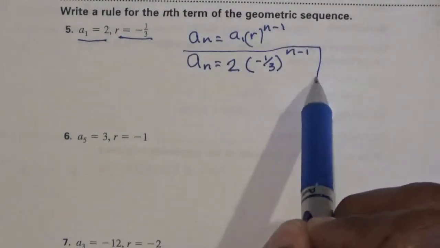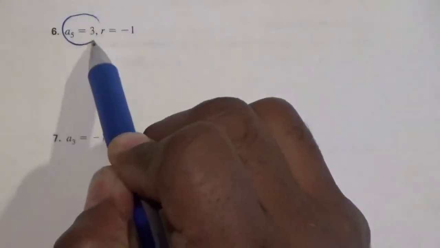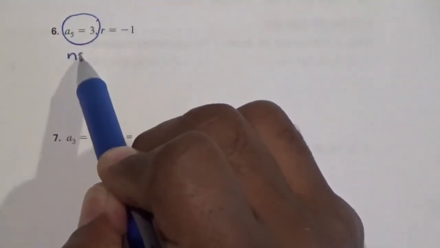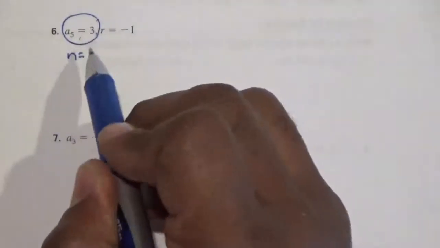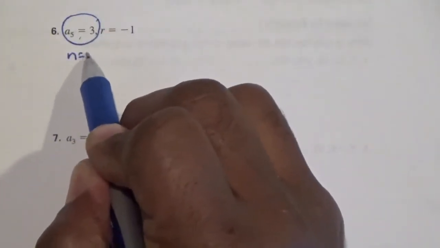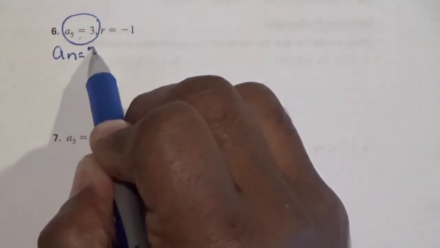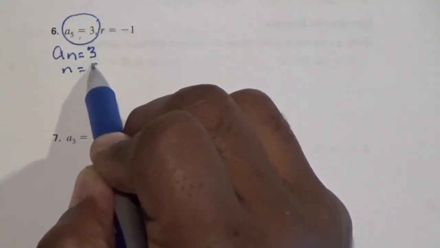Number 6. All right, they give us a little bit different information here. They tell us that the 5th term, which is n, is equal to 3. Then they're saying that when a sub n is equal to 3, n is equal to 5. All right, that's what that's saying right there. When it says the 5th term is equal to 3, we're saying that when a sub n is equal to 3, n is equal to 5.